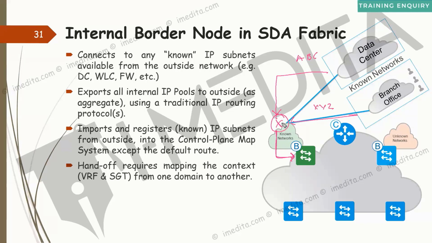These subnets were learned onto this particular router. The router has advertised those subnets to the border node. The border node has the IP address of 1.1.1.1. This border node is going to register all these prefixes to the control plane. It is going to register that if you want to go to A, B, C, X, Y, Z, you can come to me. The internal border node registers these external subnets to the control plane node.